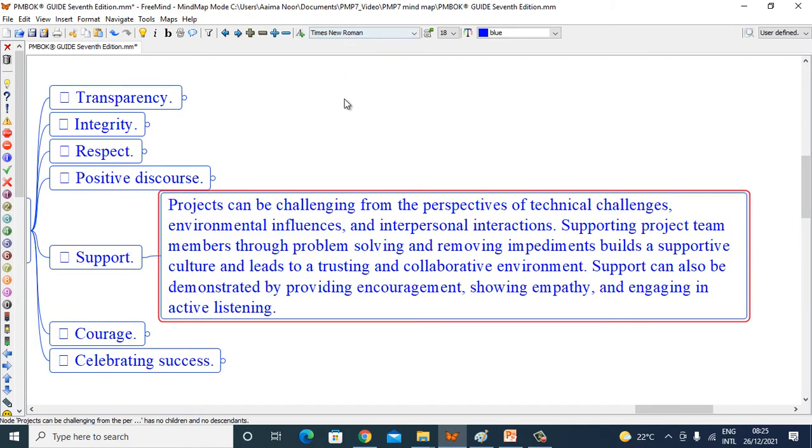Support. Projects can be challenging from the perspectives of technical challenges, environmental influences, and interpersonal interactions. Supporting project team members through problem solving and removing impediments builds a supportive culture and leads to a trusting and collaborative environment. Support can also be demonstrated by providing encouragement, showing empathy, and engaging in active listening.